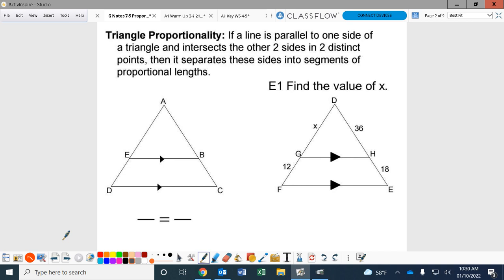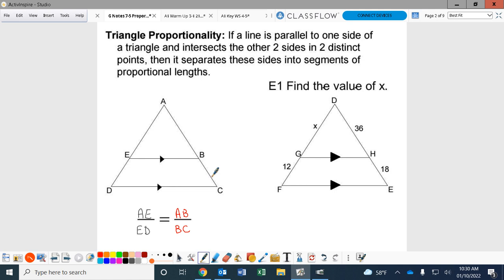So, triangle proportionality. I'm not going to read the whole thing to you. Just understand that if you have a triangle that cuts off two lines and those two lines are parallel to each other, they are going to create what we call proportional parts. So this part on the outside, AE, is going to go over this ED, and then on the other side you're going to be dealing with AB, the top part, over that bottom part, which is going to be BC. So it's just going to go top over bottom, top over bottom.